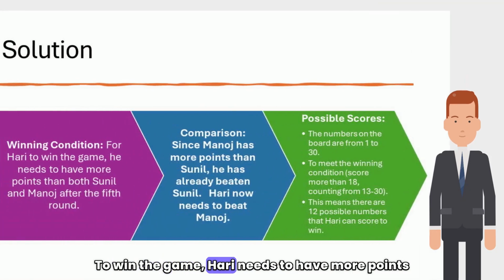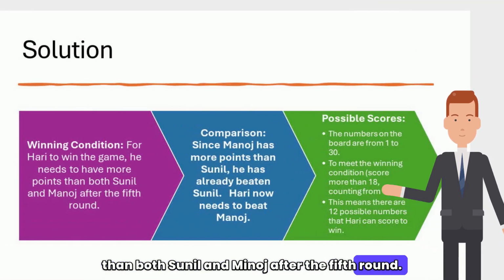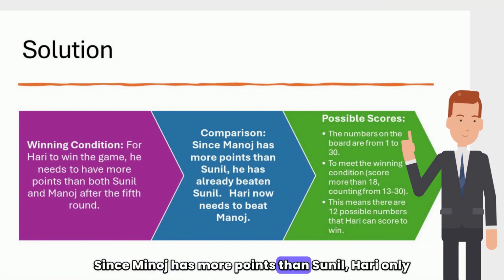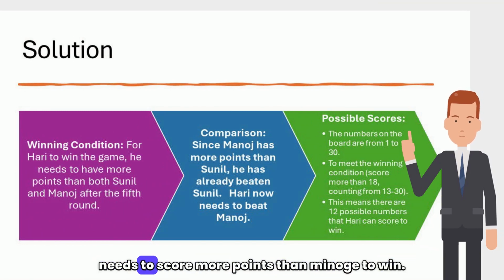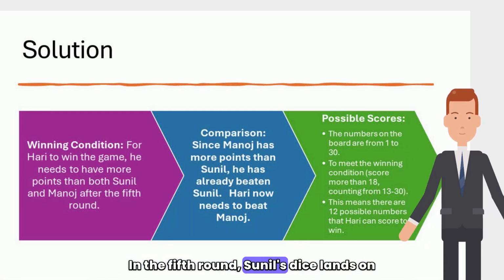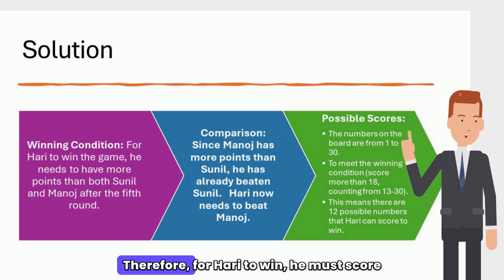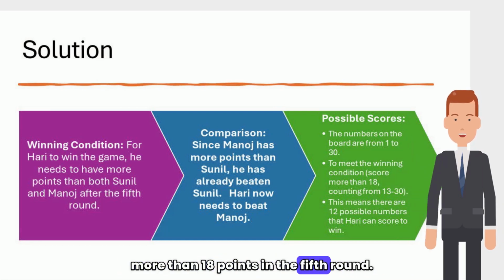To win the game, Hari needs to have more points than both Sunil and Manoj after the 5th round. Since Manoj has more points than Sunil, Hari only needs to score more points than Manoj to win. The numbers on the board range from 1 to 30. In the 5th round, Sunil's dice lands on 9 and Manoj's dice lands on 18. Therefore, for Hari to win, he must score more than 18 points in the 5th round.